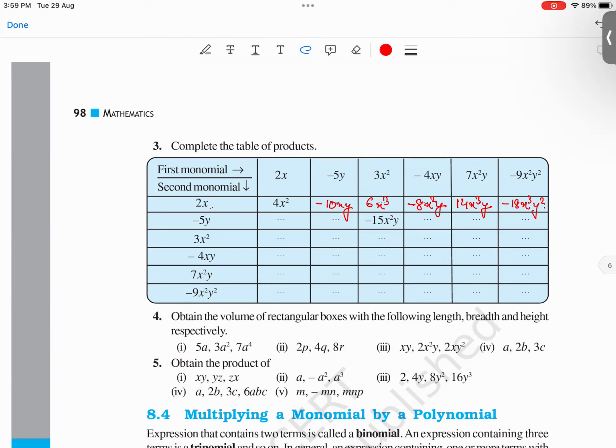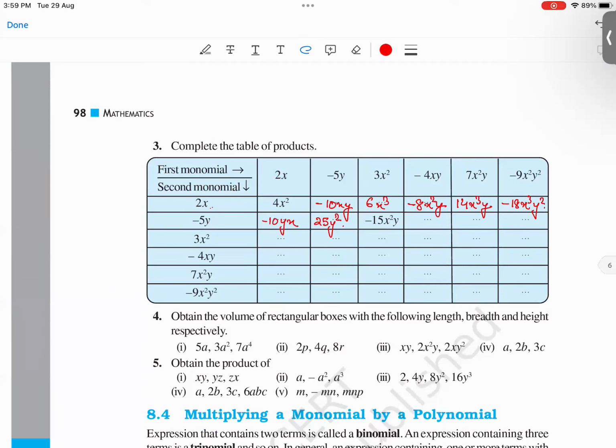Next, second row, minus 5y into 2x. How will we do it? Minus 5 into 2 is minus 10 and y into x is yx. Likewise, minus 5y into minus 5y. Minus 5 into minus 5 is 25 and y into y is y square. Likewise, we can do all of them.